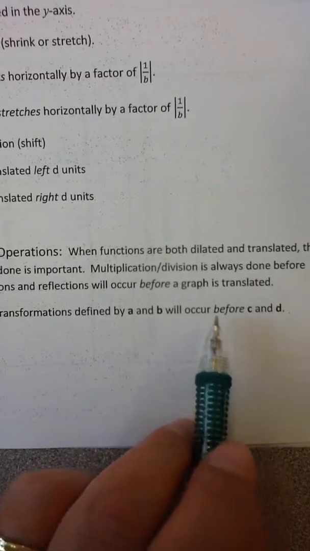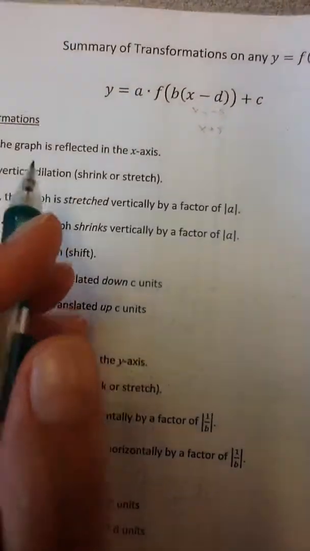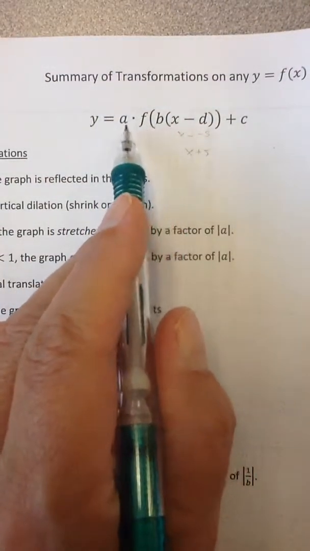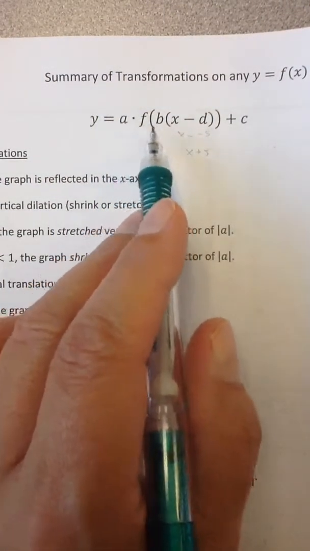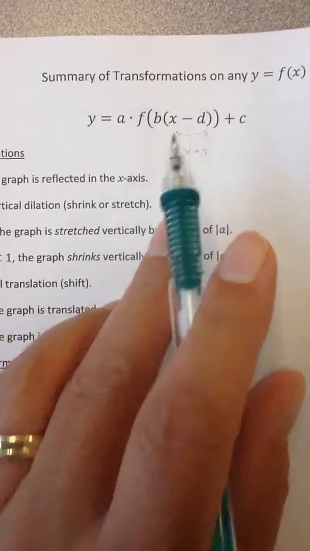If we do things in alphabetical order, it actually will take care of all the operation orders. So notice the a and b are dilation factors. Those are things we multiply by. Those should get done first. And then the c and d are added or subtracted. Those should be done last.